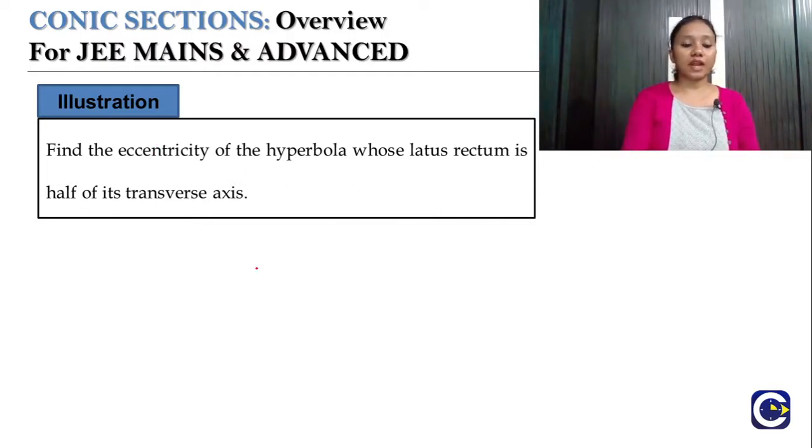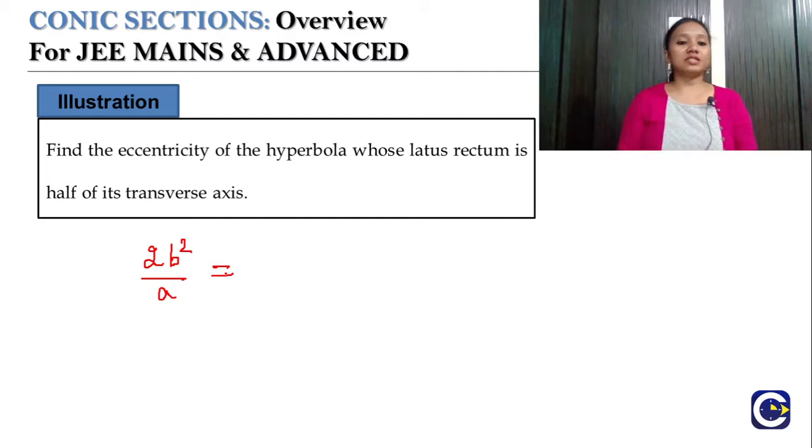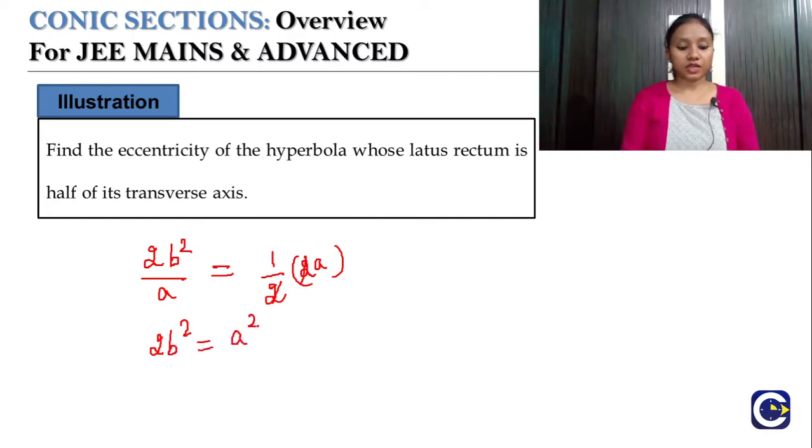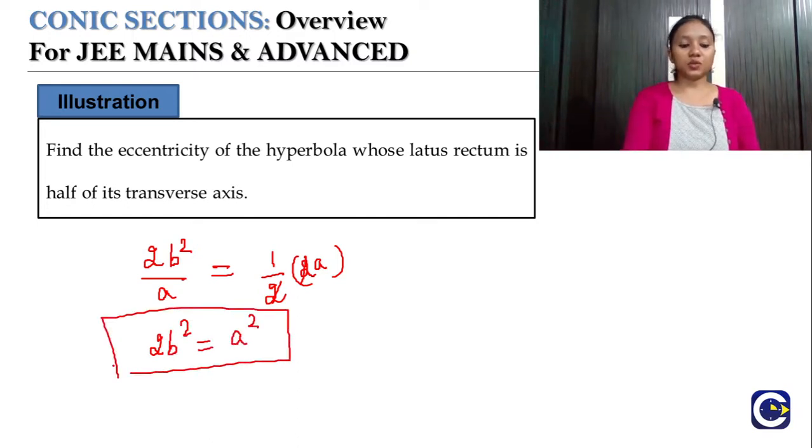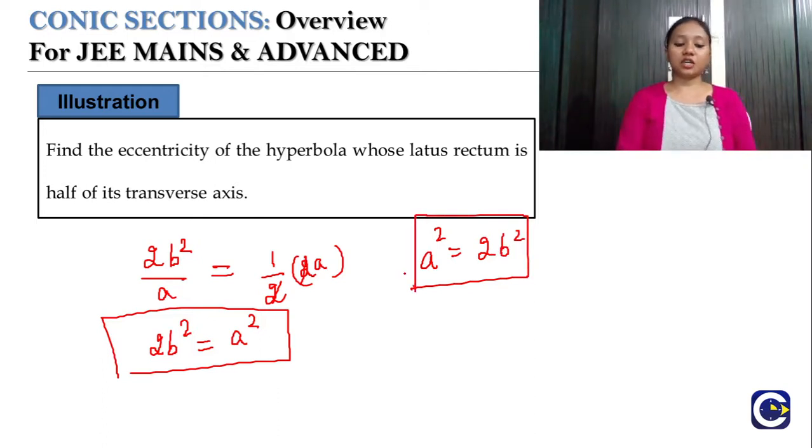So what is the length of the latus rectum? For our regular hyperbola it is 2b square by a. The length of the latus rectum is equal to half of its transverse axis. Half of what? Our length of the transverse axis is 2a. That means 2b square is equal to a square. So from the given information in the question we end up with a condition between a and b, which states a square is equal to 2b square.